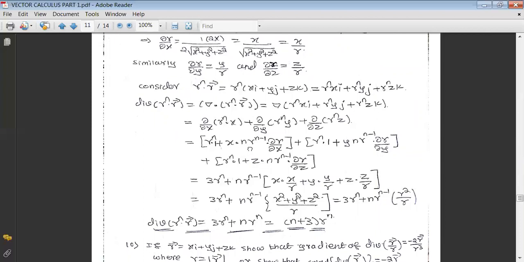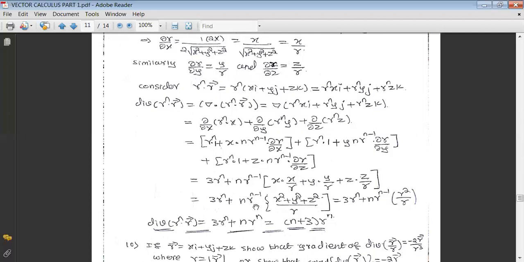Here n into r raised to n minus 1, here also n into r raised to n minus 1, n into r raised to n minus 1. If you take common, that is x into dou r by dou x, that is x by r, plus y into dou r by dou y is y by r, and z into dou r by dou z is z by r. If it is 3 times r raised to n, this is n into r raised to n minus 1. That gives you x square by r plus y square by r plus z square by r. And now it is 3 times r raised to n.